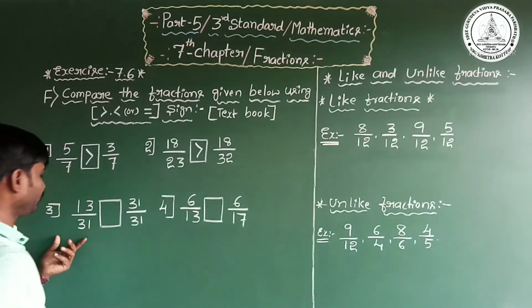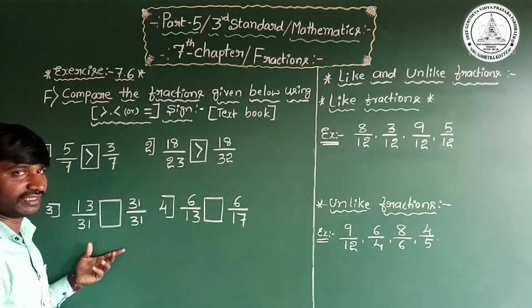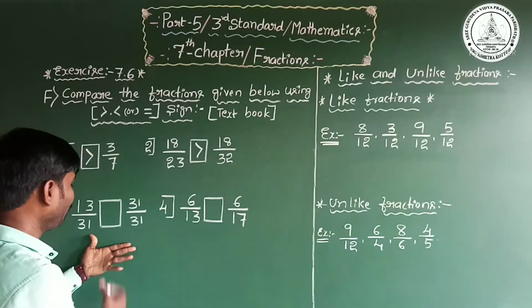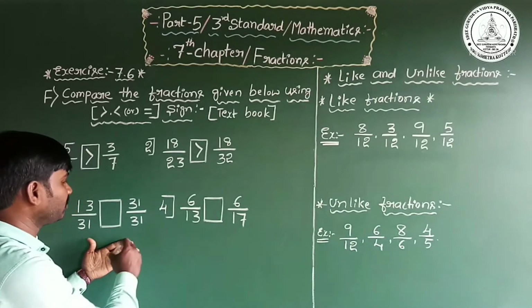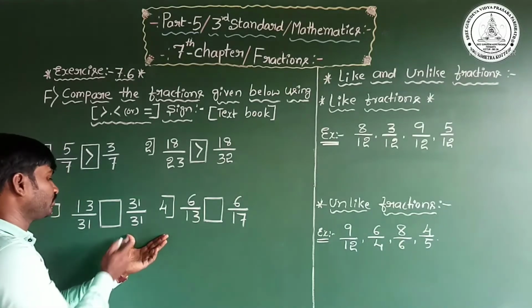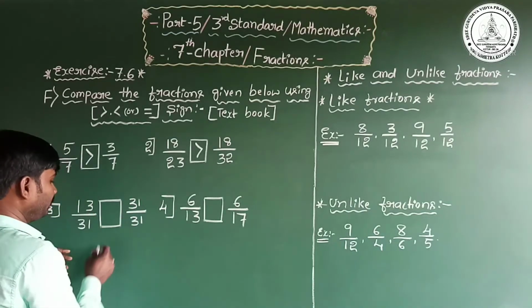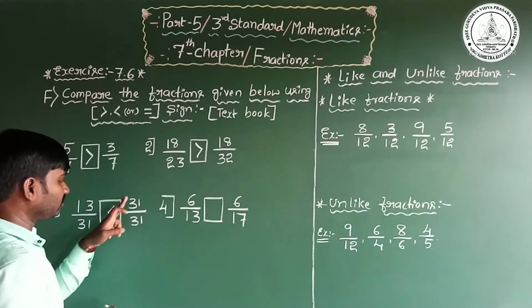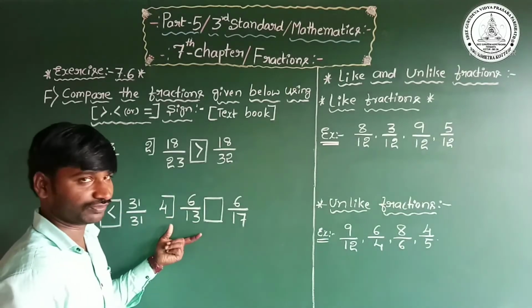Move to the third one: 13 by 31 and 31 by 31. Observe, the denominators are the same. When the denominators are the same, the fraction with the greater numerator is the greater fraction. So compare these two fractions. 31 by 31 is greater. So 13 by 31 is less than 31 by 31. Are you clear? Yes.